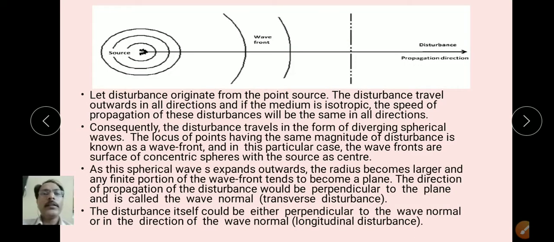Next we move on to this diagram. You can see this diagram. So this is the source of light. What happens is the light emerges from this source and travels in all directions. I am showing only one direction here, but it travels in all directions.